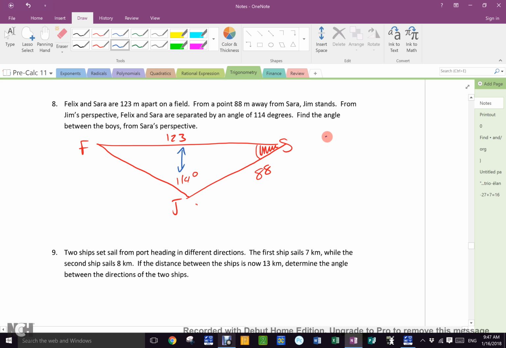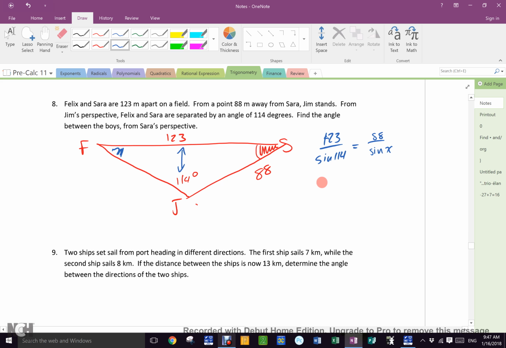So 123 over sine 114 equals 88 over what? Sine, I don't know, right? And then once you know that, does that give you this? How? 180 minus 114 minus that.